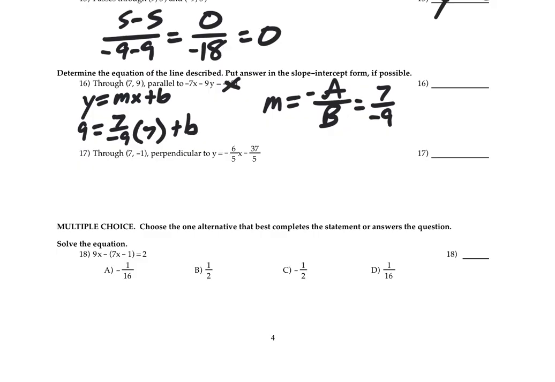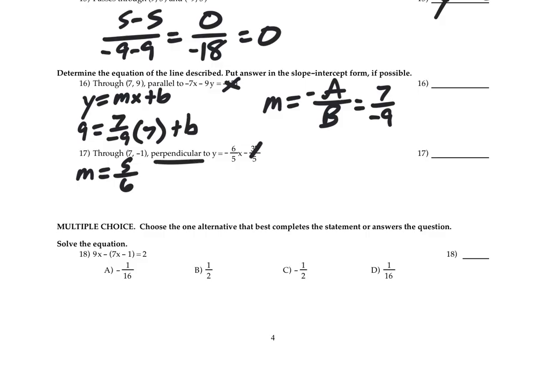17, I would say the same thing, okay? Except this one gives me my original equation in slope-intercept form. So immediately we know the slope is negative 6 over 5. And it's asking us for perpendicular, okay? What would be perpendicular to negative 6 over 5? 5 over 6. 5 over 6, okay? So I'm going to use the slope of 5 over 6 because it says perpendicular.